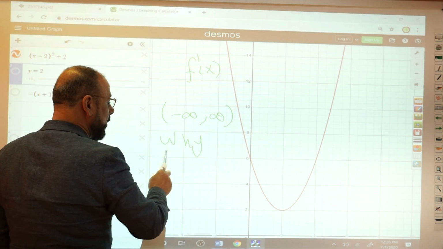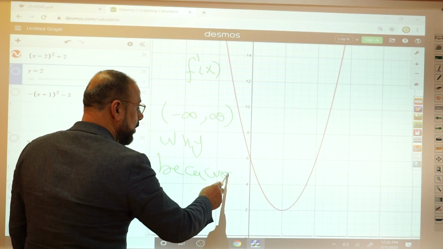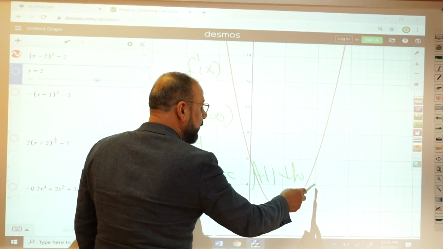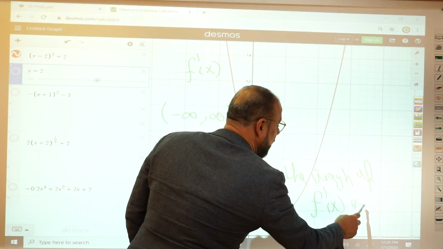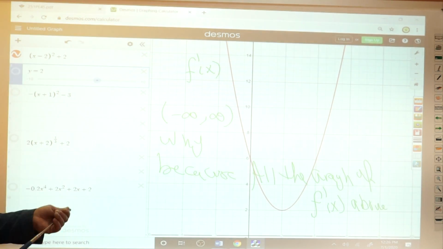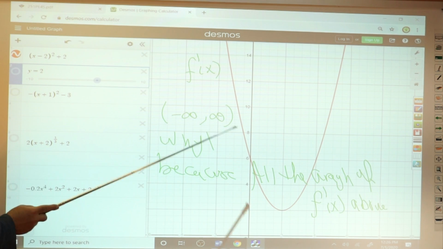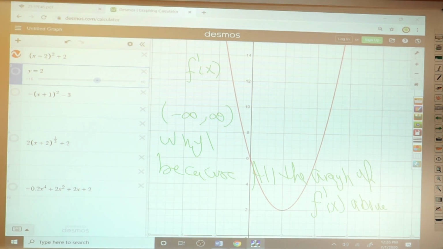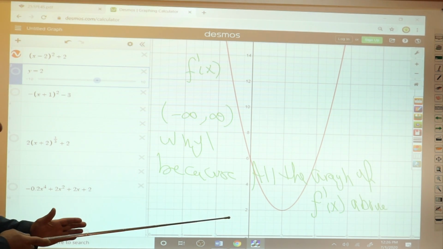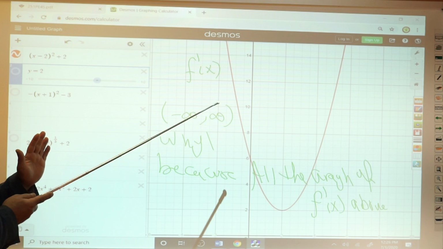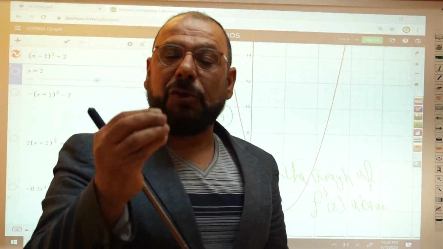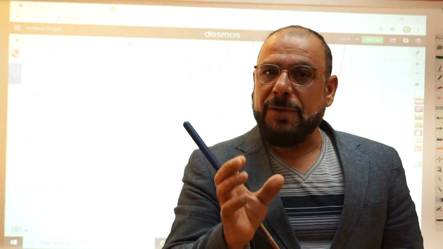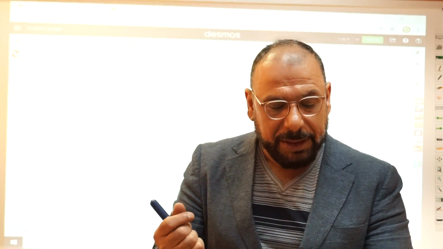Why? Because all the graph of f prime of x is above the x-axis. If this derivative is above the x-axis, this means the function is increasing. Look here, we use f prime of x to discuss the behavior of f of x. F prime of x guides us how the function f of x behaves.